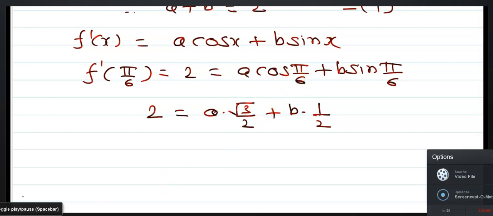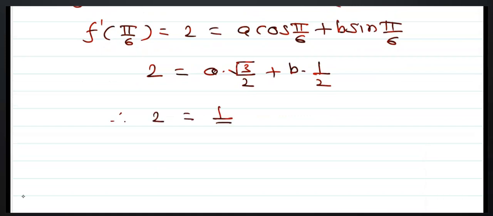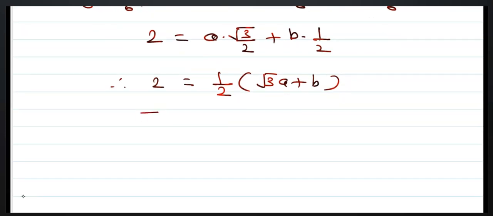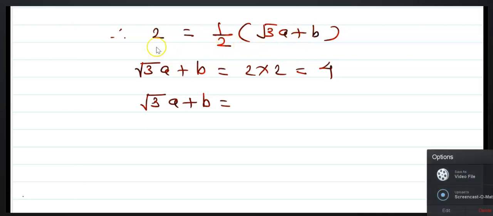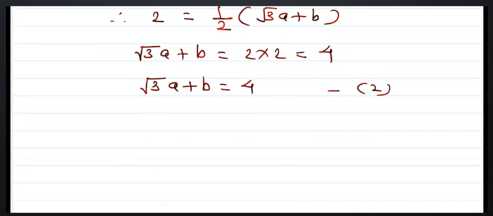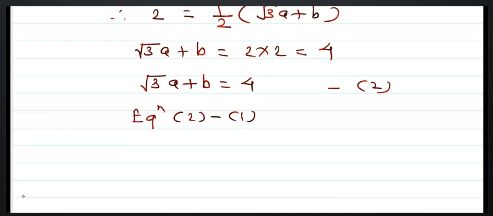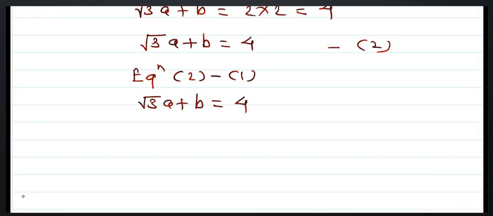Now the simplification, that is, 2 is equal to 1 upon 2. We have taken 1 upon 2 as common. Then 2 into 2 is 4. Therefore, you will get root 3 a plus b is equal to 4. This is equation number 2. Equation 2 minus 1, their subtraction: root 3 a plus b is equal to 4, a plus b is equal to 2.